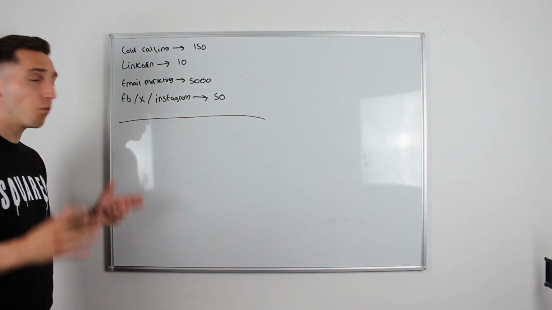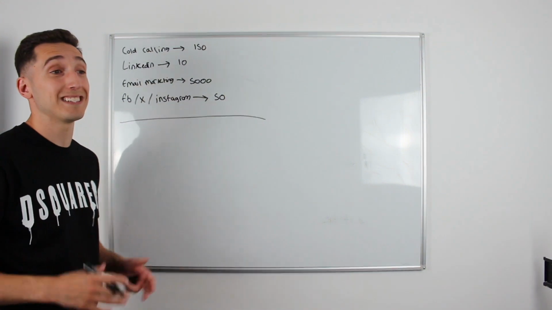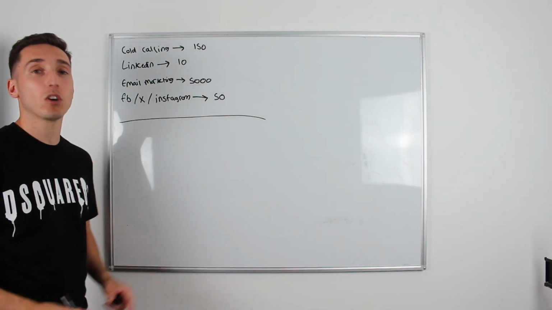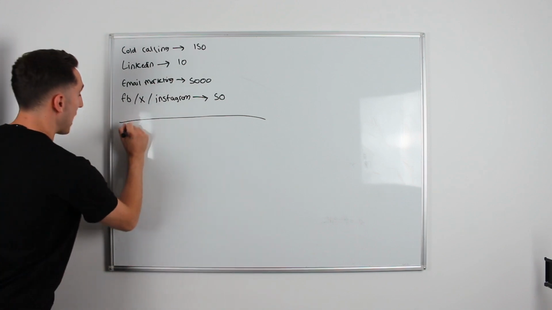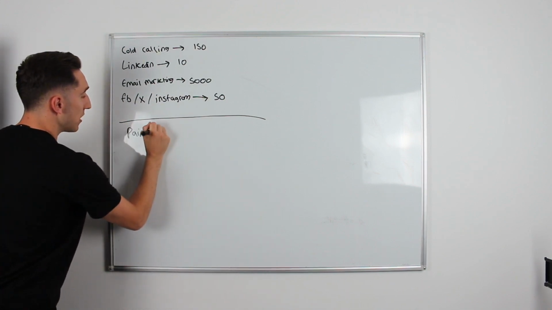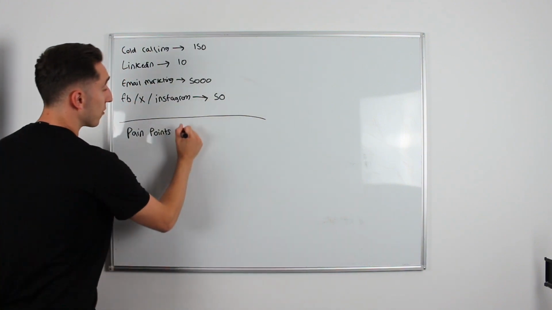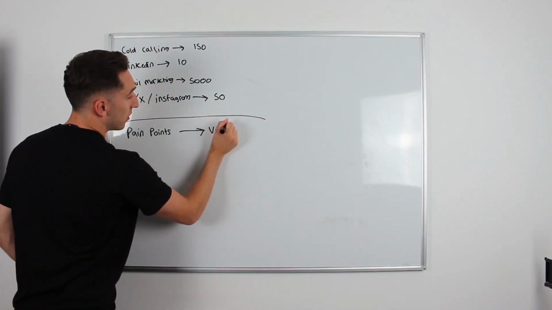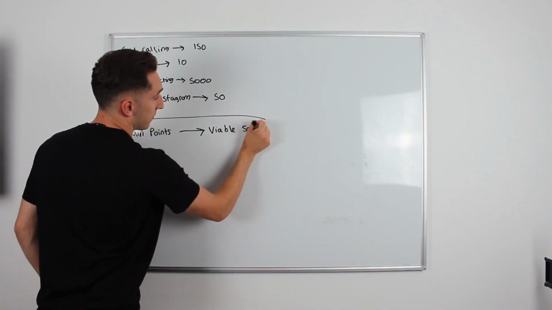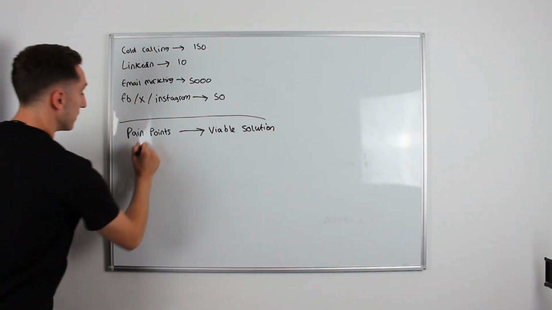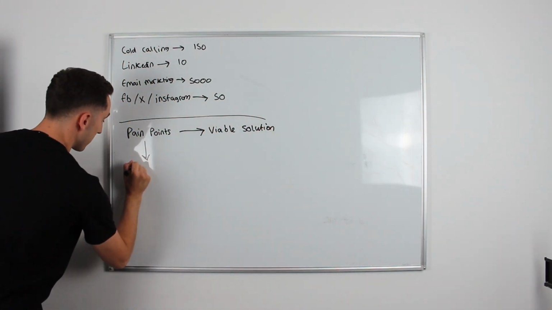Now, where a lot of agency owners go wrong is they have a one-step sales process. But the problem with that is you're not going to be able to identify pain points, which is the most important thing that you need from a business, so you can provide a viable solution. And the way that we identify pain points is through a discovery call.